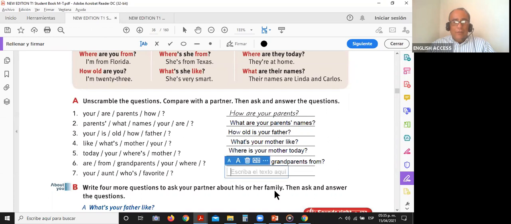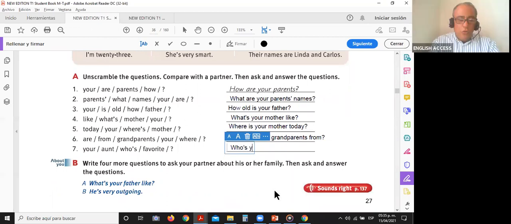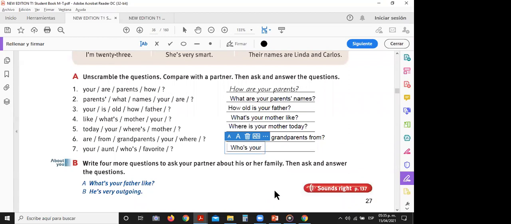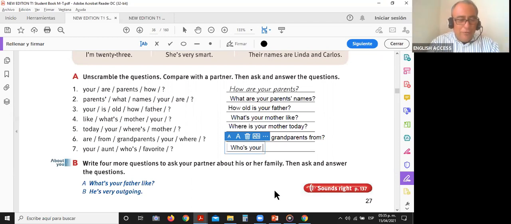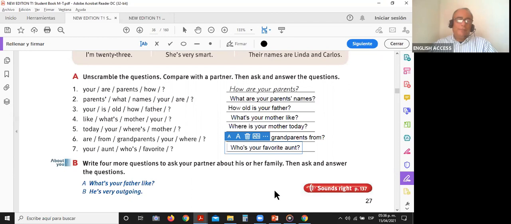Finally, Carolina, do you have number 7? Yes, teacher. Who's your favorite aunt? Exactly. Yes, in Spanish, favorite goes at the end. Tía favorita. In English, the favorite is before. It is an adjective. So adjective comes before nouns. Los adjetivos van antes del sustantivo. We're going to see something about that. So these are the correct questions. Thank you guys. Good job.